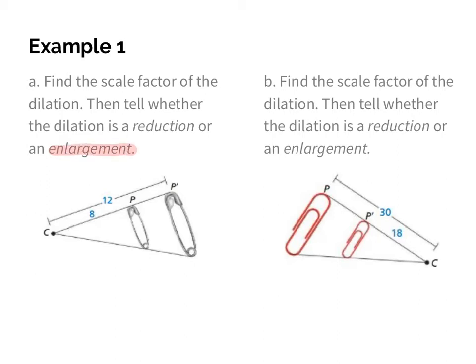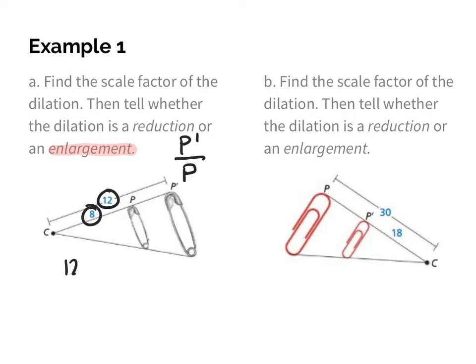To find the scale factor, we're going to take our image length, which is P prime, and divide it by the original length, which is just P. So if I want to find the scale factor here, my image length is going to be 12 units, and my original length is 8 units.